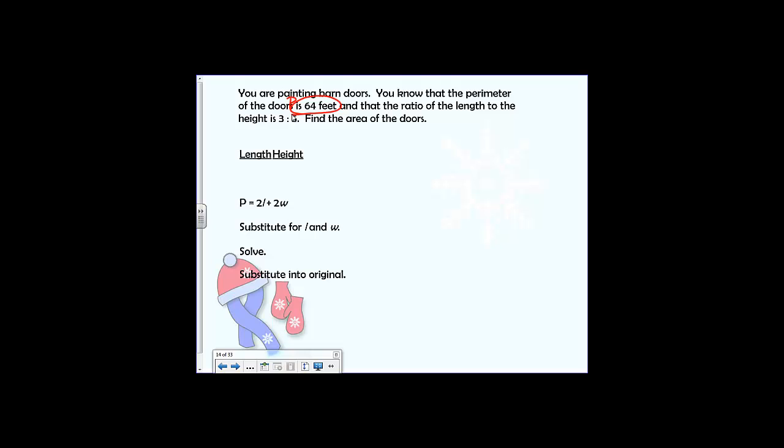The ratio of the length to the height is 3 to 5. So I'm going to put in this x here, 3x and 5x, because it's a ratio of 3x to 5x. I don't know for sure how big they are. And I'm going to draw myself a picture, and I'm going to advise you to do the same, because we have our barn doors.